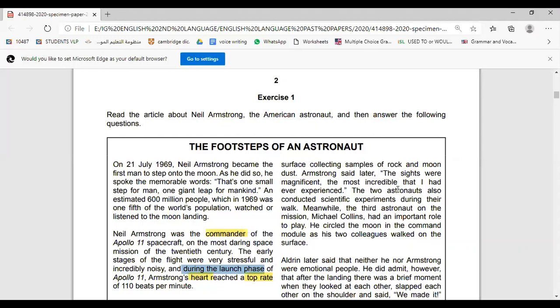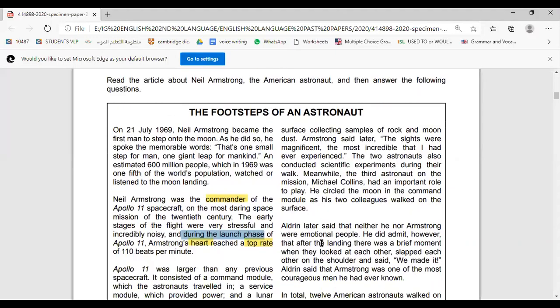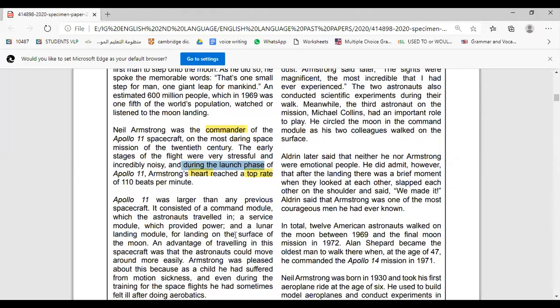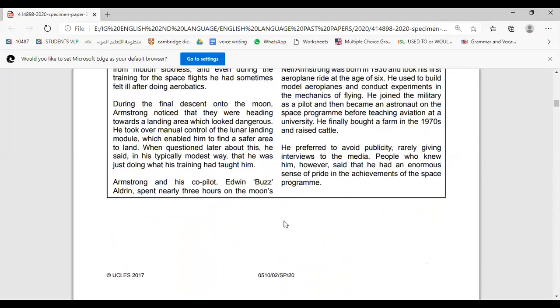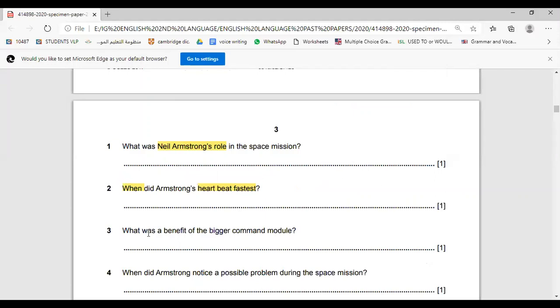Our answer for the first question is commander of Apollo 2nd, and the second one during the launch phase. If you go through all the things, you will find answers for question 3 and so on. Let's look at question number 3. What was a benefit of bigger command module? I need the benefit of a bigger command module.